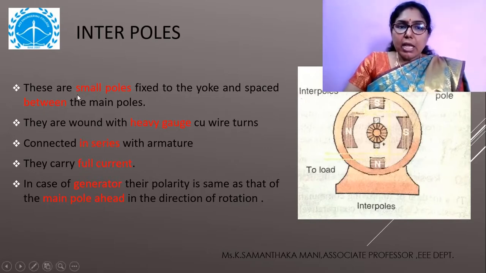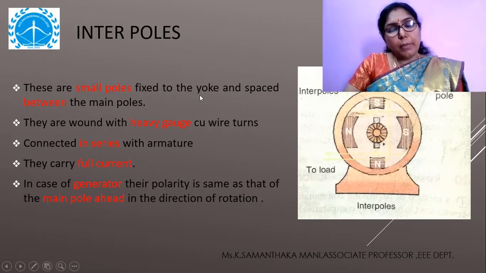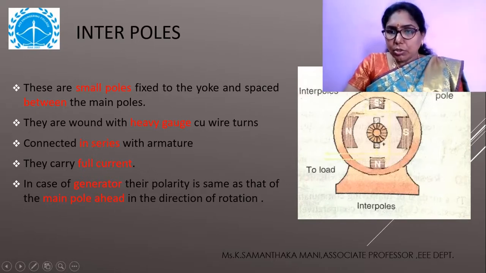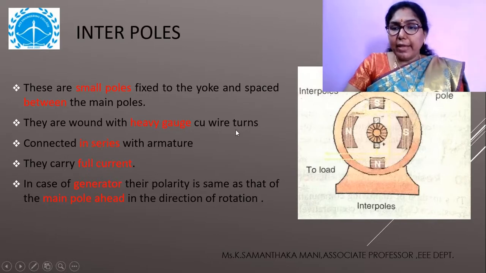So these are small poles which are fixed to the yoke in the similar way that the main poles are fixed to the yoke. Their location is that they are placed in between the main poles, and they are wound with heavy gauge copper wire turns. The winding for this is made with thick conductors, in the similar fashion as your armature conductors, and these are connected in series with the armature winding.